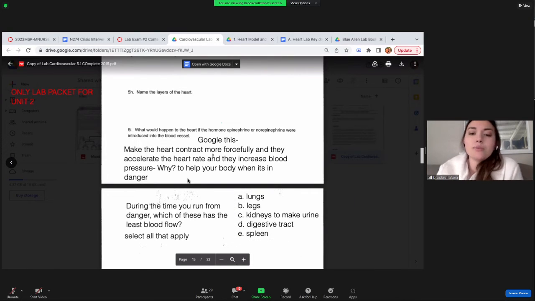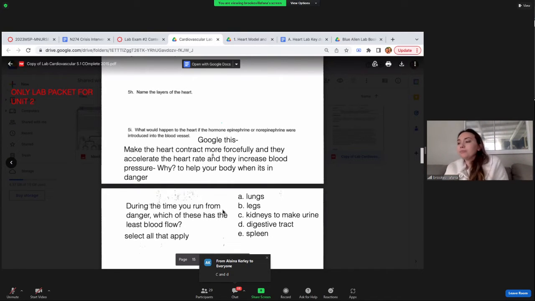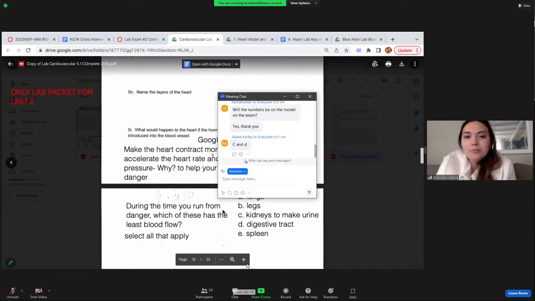Okay, so let's read the question again. During the time that you run from danger, which of these has the least blood flow? We're going to select all that apply. Which of these has the least blood flow? It's okay if you get it wrong. We'll just throw some guesses out there. Good. One guess.